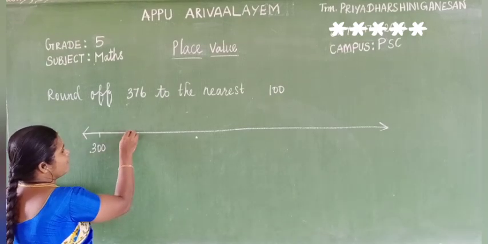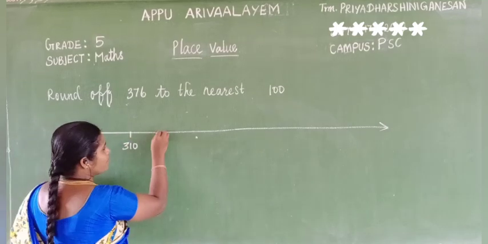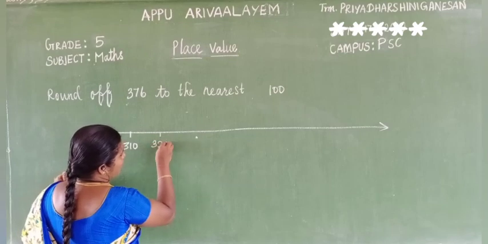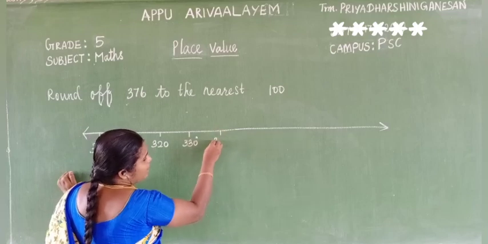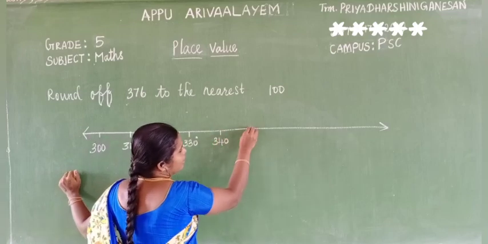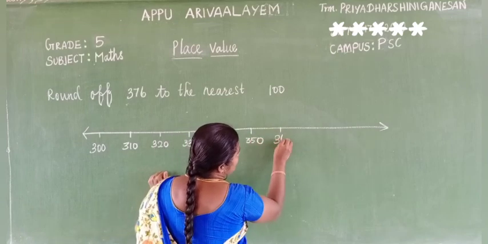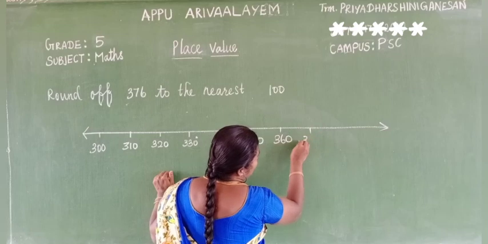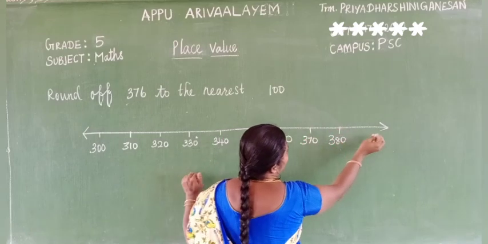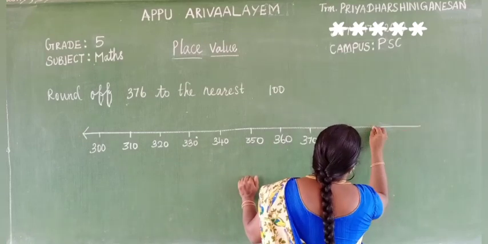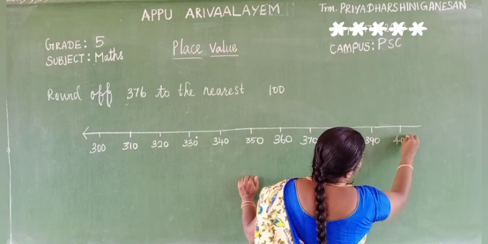So 300. Next 310, 320, 330, 340, 350, 360, 370, 380, 390, 400.